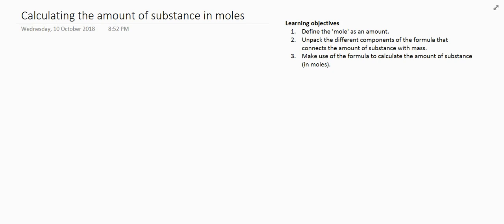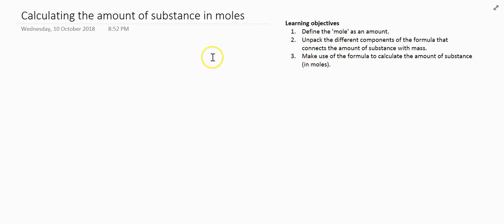Hey guys, in this video we're going to have a look at how we would be able to calculate the amount of substance in moles. So there's a lot there in that single phrase, calculating the amount of substance in moles. And we're really only going to be scratching the surface of what it means to be talking about the amount of substance. This is in itself quite a difficult concept.